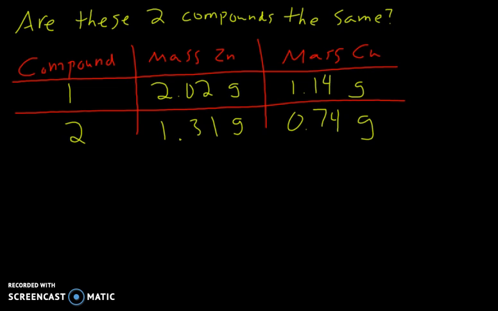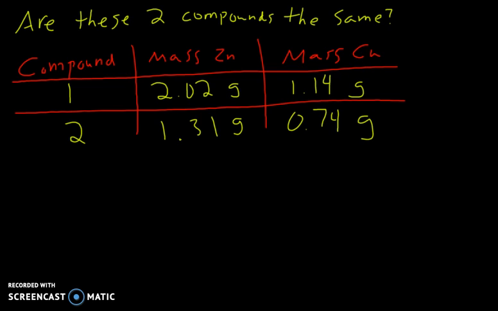Well, the law of definite proportions says that if these two compounds have the same ratio by mass, then they must be the same compound. Or another way to put that is, if they have the same percent composition, they must be the same compound. So, we're going to go ahead and find the percent composition of both of these compounds, and if the percent composition is the same, then they must be the same compound.